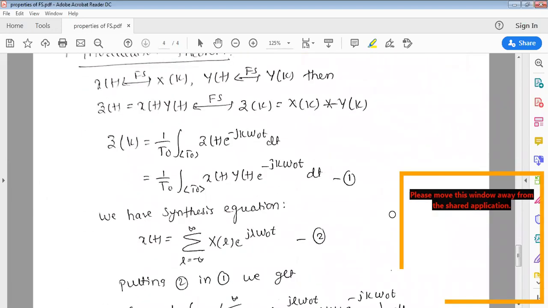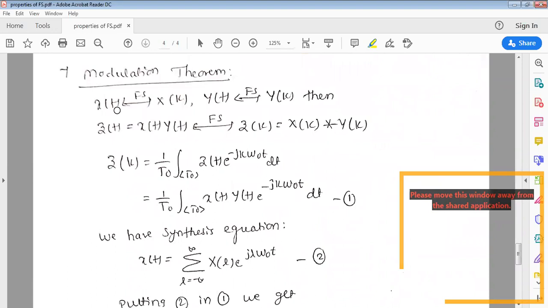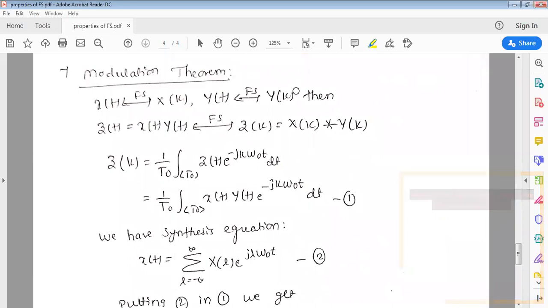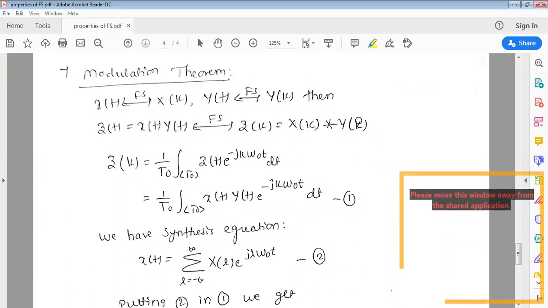Okay. Now the modulation theorem is another way. Whatever you have done, x of t transforms into x of k, y of t transforms into y of k, and z of t, that is x of t into y of t. Multiplication in the time domain transforms into convolution in the frequency domain. The previous theorem says that convolution in the time domain transforms into multiplication in the frequency domain. So both of them are exactly opposite.